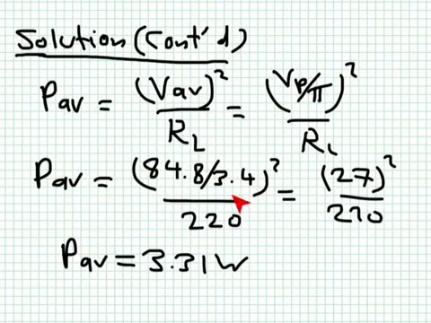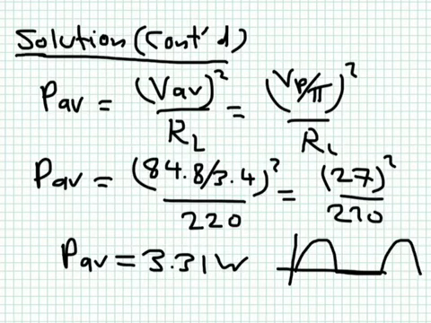Okay, so you square this number, you divide by 220, and you will see here that the average power is way less. It's only 3.31 watts. And the reason for that is that in this case, what is being delivered to the load is only the positive part of the cycle. So the average is less. It's the peak value divided by pi, and when you divide by pi, you are actually dividing the power by 9, or even above 9, because it is pi squared. The power is related to the voltage squared. So the power really gets significantly reduced by this division.